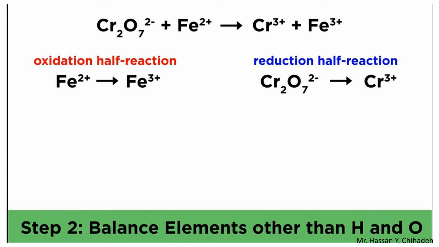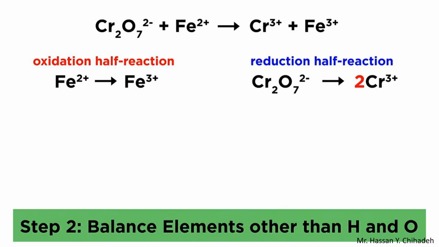Step 2, balance elements other than hydrogen and oxygen. Now we must balance each half reaction starting with elements other than hydrogen and oxygen. We can see that for the reduction we need to put 2 in front of Cr3+ to get 2 chromium atoms on each side.